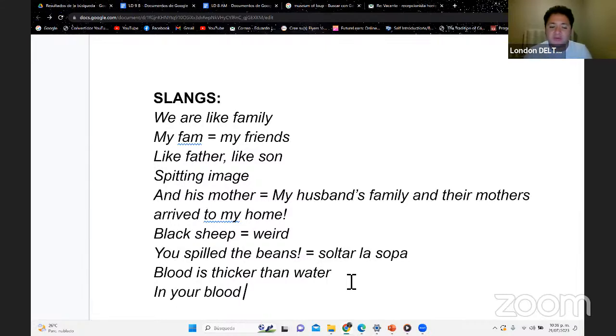Cooking is in your blood. Que lo traes desde chiquillo. Ujú. Que está en la sangre, que tienes una habilidad, so you have a special ability to do something.